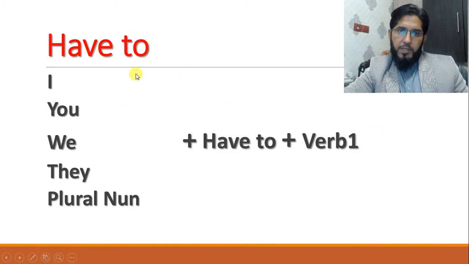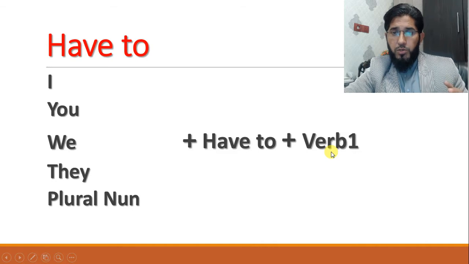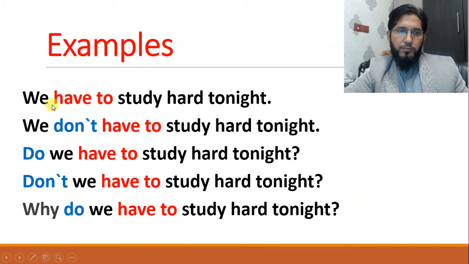So, have to. Keep in mind that the semi-auxiliary verb have to is used with these subjects: I, you, we, they, or a plural noun. For example, the students, the boys, the girls, or two people, Mike and Tom, Kamal and Jamal. And then plus have to, then plus main verb in base form. The main verb, which shows the action or state related to the subject, always comes in base form. Don't forget this. Here are some examples.